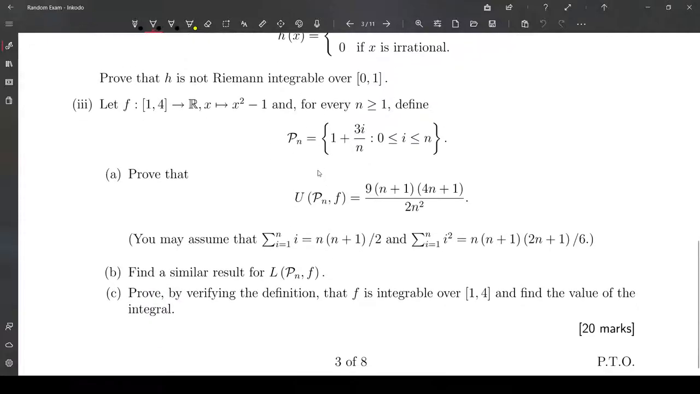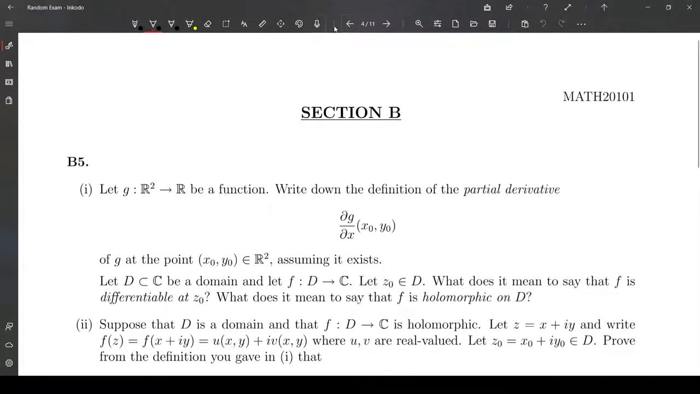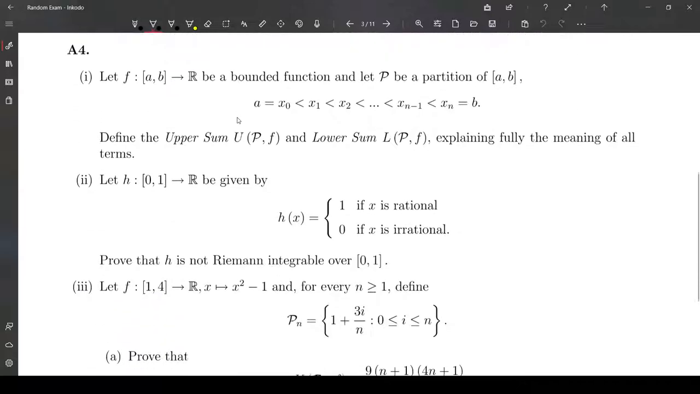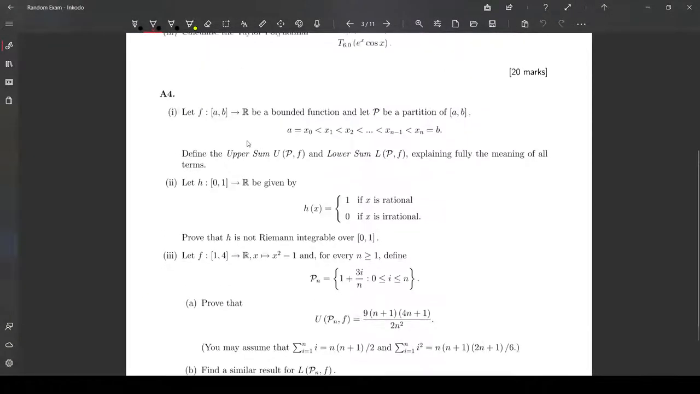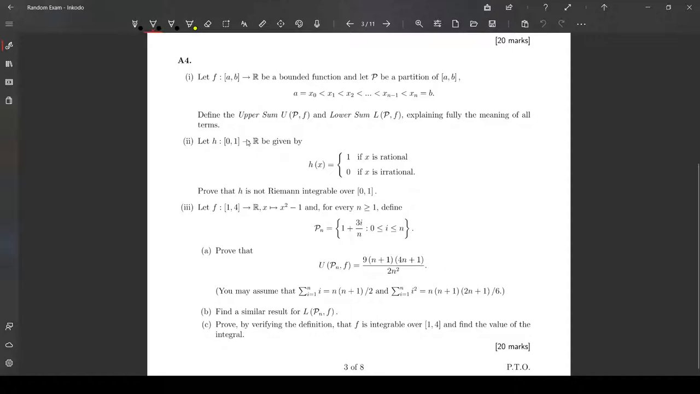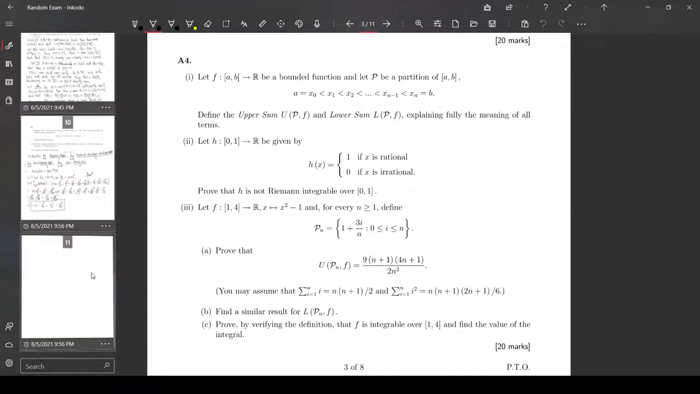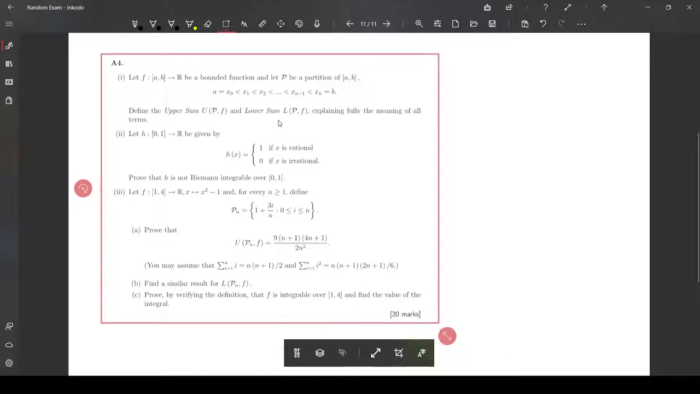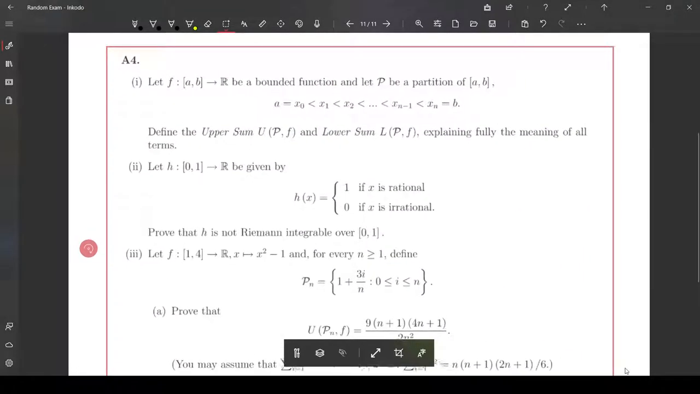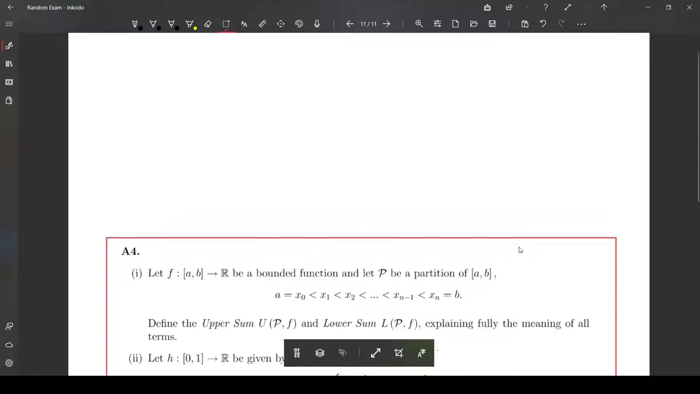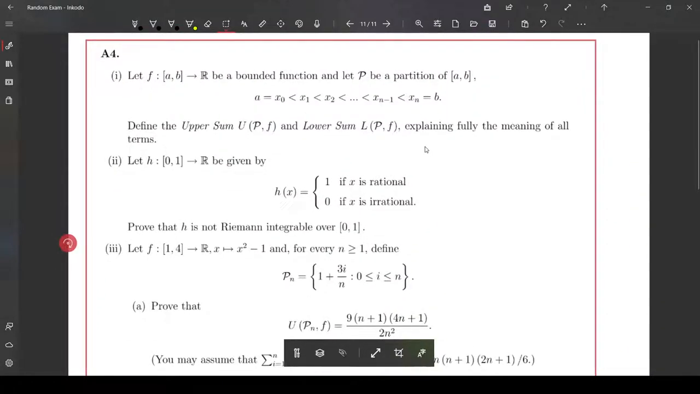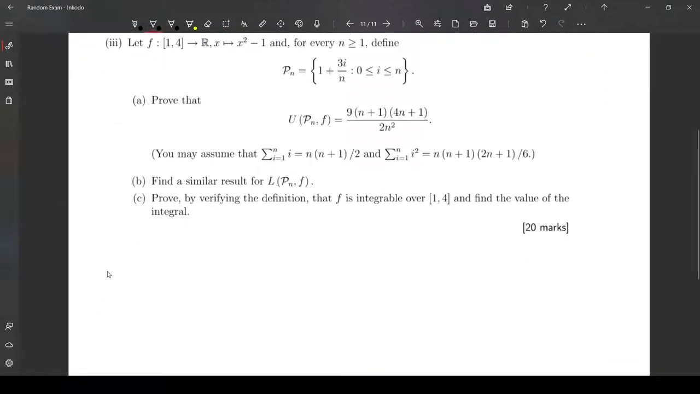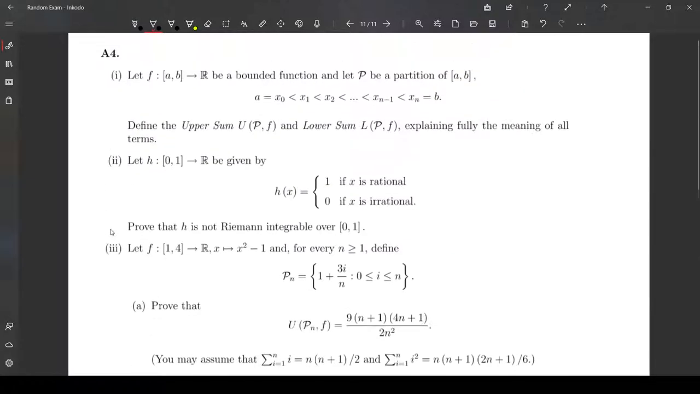Okay, so now we have the Riemann integral question. I have to zoom out to screenshot this because it's so much. All right. So for one, what do we have? We have f is a bounded function.